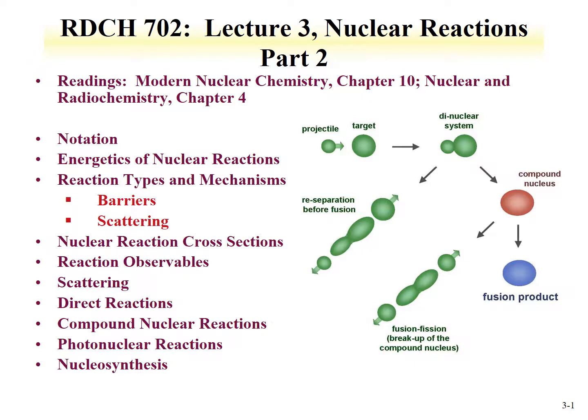This is the second part of Lecture 3 on nuclear reactions for RadChem 702. We're going to talk about nuclear reactions in some detail. We'll talk about the types of reactions, some of the energies that are required for these reactions to occur, and then we'll, as an example, discuss nucleosynthesis as a combination of these reactions and how elements are made in stars through these nuclear reactions.